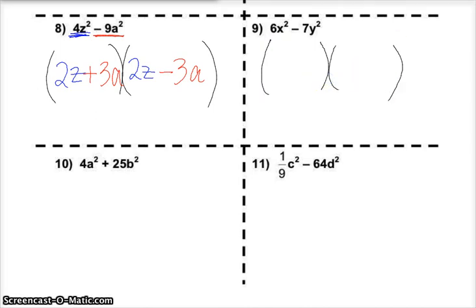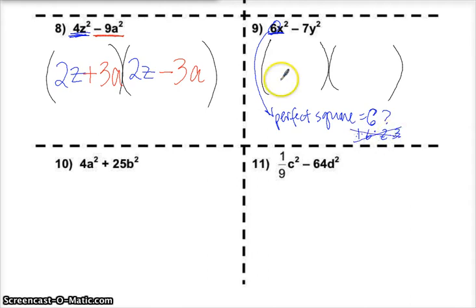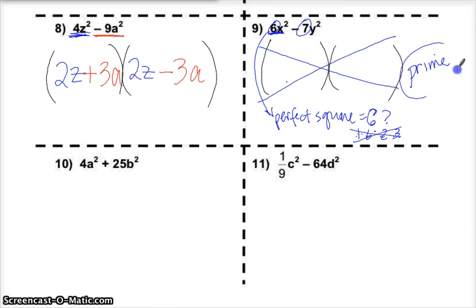Okay, let's look at this one. What times what will give me 6x squared? Okay, well, let's look at this. Is 6 a perfect square? Can we multiply some number times itself to give us 6? 1 times 6, well, that's not the same number. 2 times 3, that's not the same number. So no, 6 is not a perfect square. So can I break it up into this? No, I cannot. Is 7 a perfect square? No, it's not. So there's nothing we can do on this one. So we call this prime.